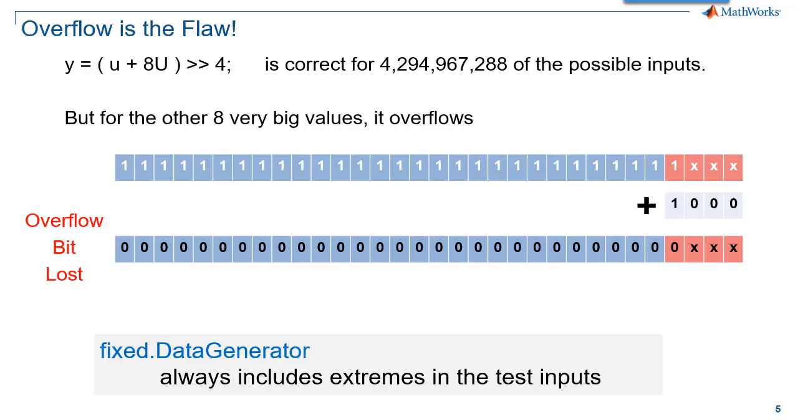The flaw in the algorithm is that adding 8 can cause overflow for the 8 biggest input values. Because the overflow bit is lost, the subsequent shift right will produce just 0, but it should produce 2 to the power 28. Overflows are an extremely common source of flaws. The data generator tool ensures that test inputs cover all extreme input combinations.